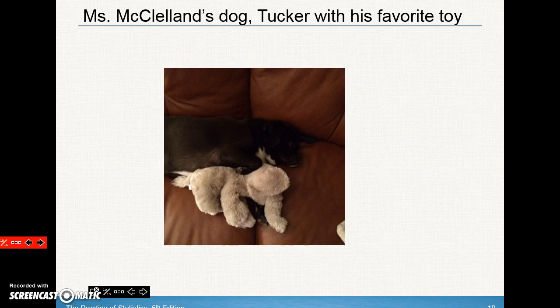It's hard to see. But here's my little dog Tucker holding his favorite toy, a stuffed elephant. I hope you enjoyed this video.